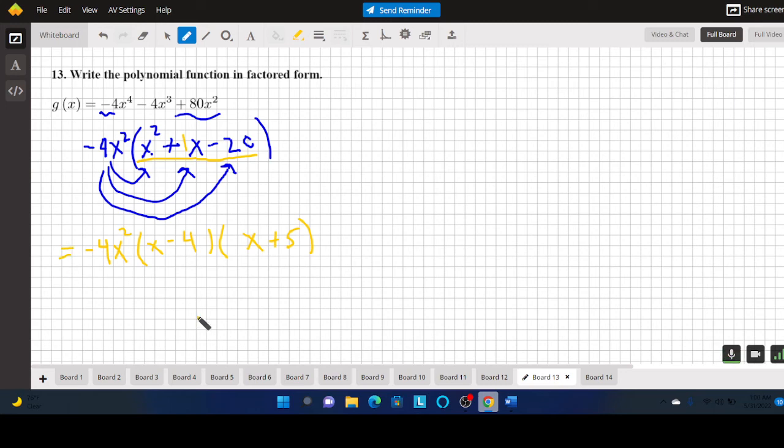Okay, so this is factored completely. And your instructions will usually say factor completely, and if they don't, you need to factor completely. Always factor completely unless told otherwise.